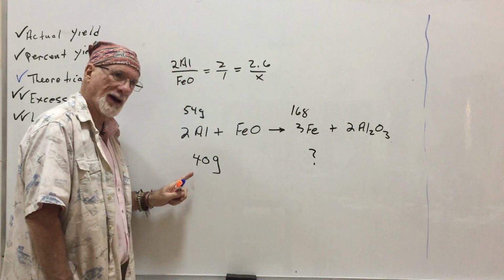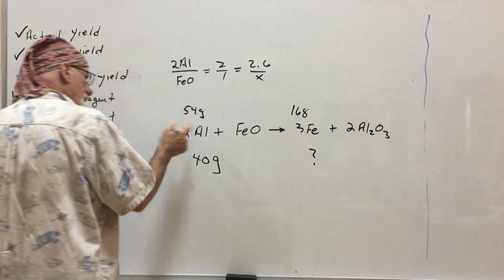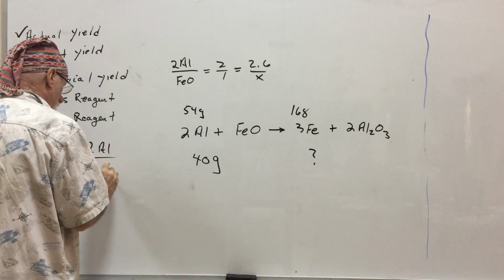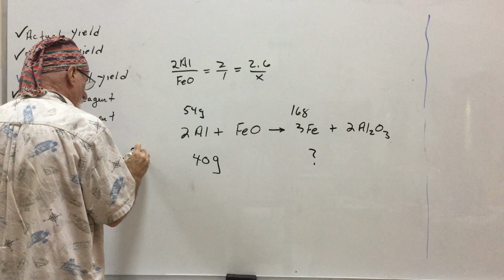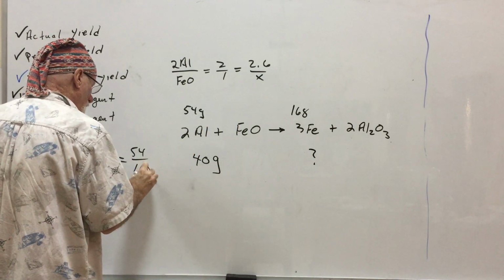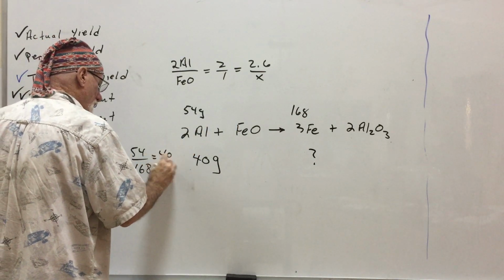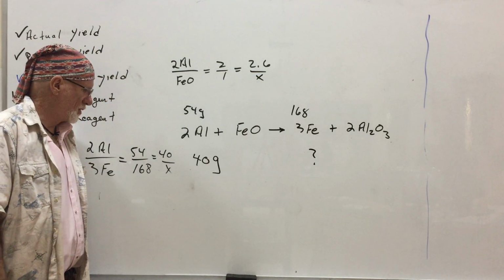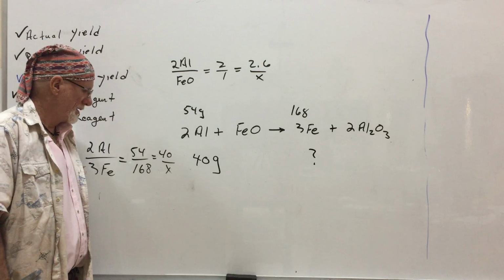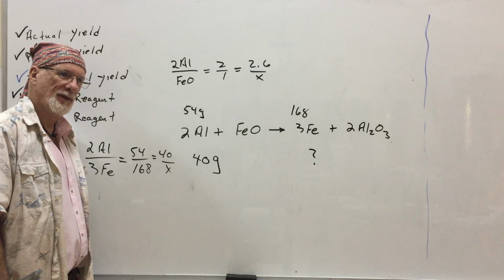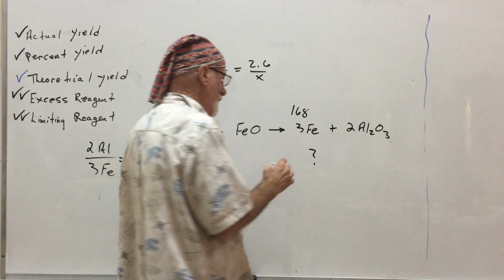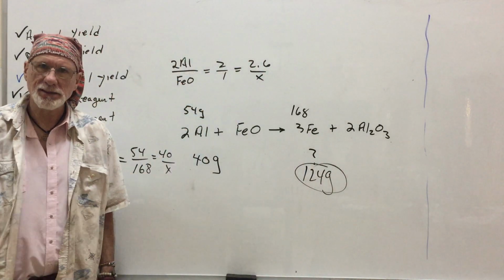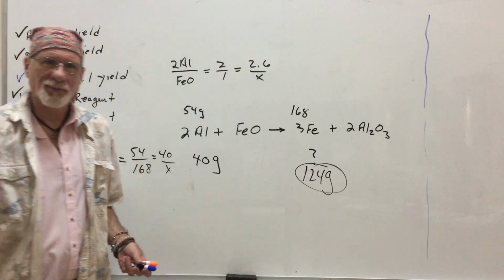But I only have 40 grams. So, it would be 2 aluminums over 3 irons equals 54 over 168 equals 40 over x. What do we got? What is 168 times 40 divided by 54? 124.4. Can we just say 124? Is that okay? Correct? Yes?